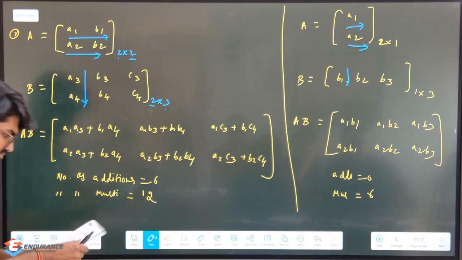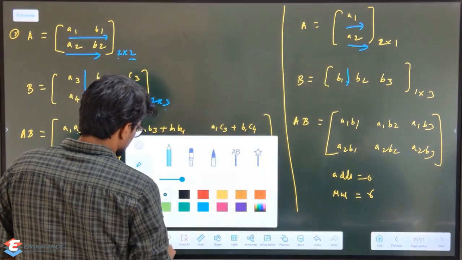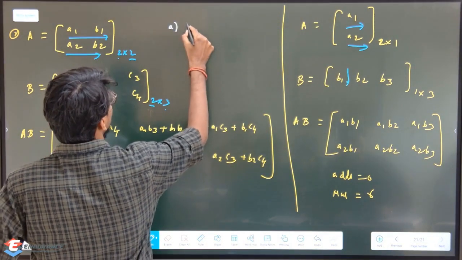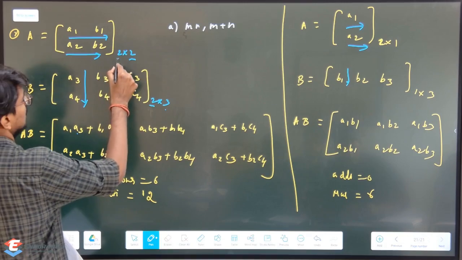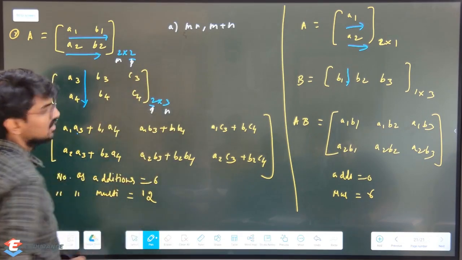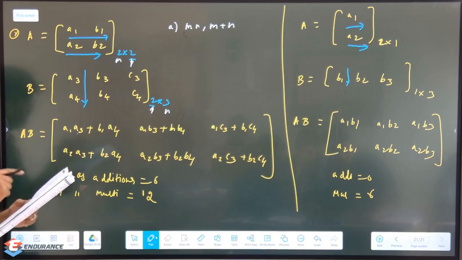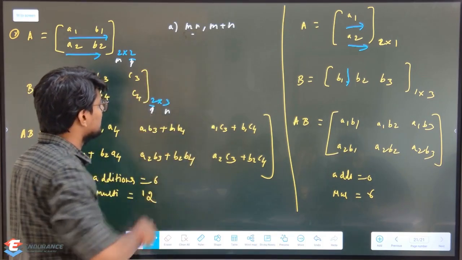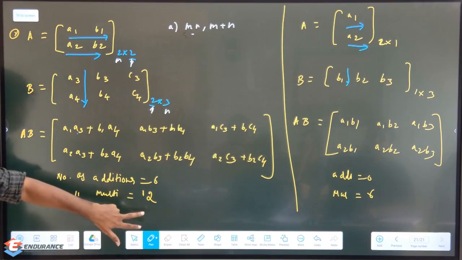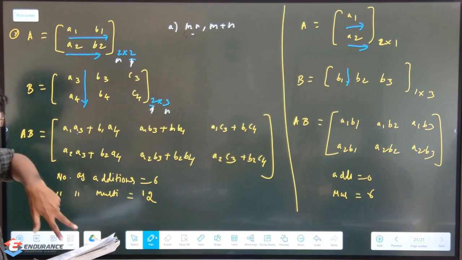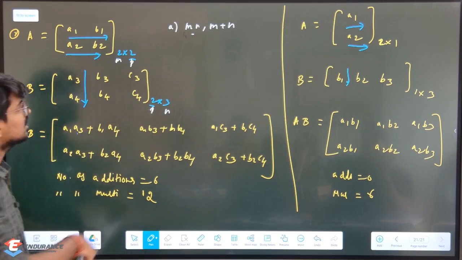First option: M, N, comma, M plus N. In my first example, what is M? M is 2, this is P, this is P, this is N. M, N is multiplication. You could see that, right? Number of multiplications and additions. So, M and N multiplication. What is M into N? 2 into 3, 6. What is my number of multiplications? 12. So according to the option, number of multiplication is 6, but what we got is 12. So option A is directly wrong.